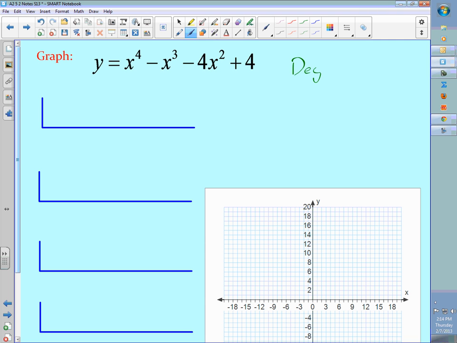What's the degree? 4. Leading coefficient. End behavior. Up and up. So your graph, all I need, bam, bam, done. Keep it simple. Keep it simple. Yes, sir?